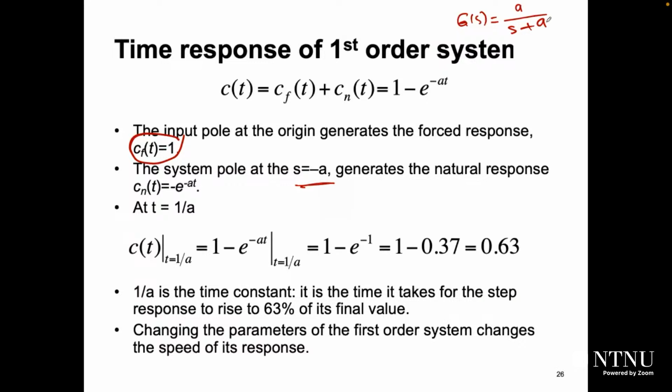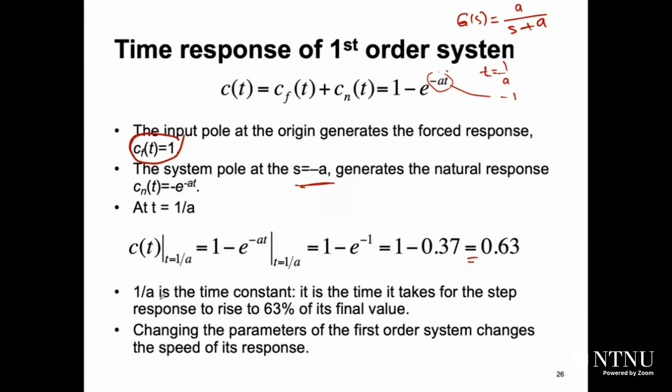So when you substitute for that part t equal 1 divided by a, this exponential will be e to the power minus 1, right? So at t equal 1 divided by a, that part will be minus 1. So the response will be 1 minus e to the power minus 1. e to the power minus 1 is 0.37. So the response here will be 0.63.